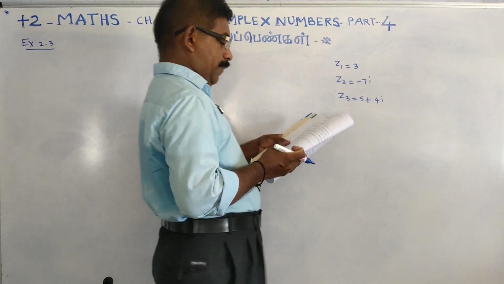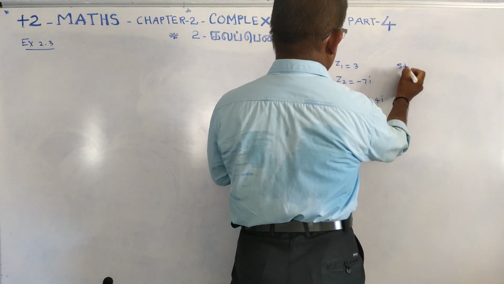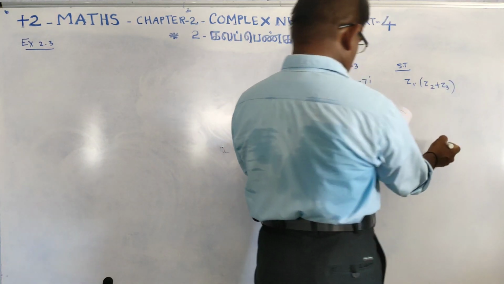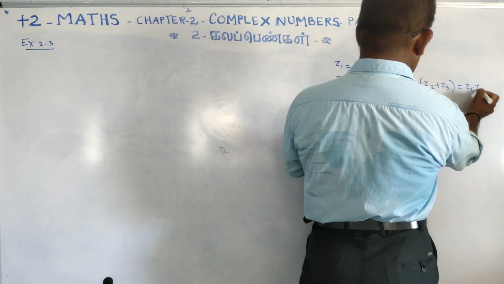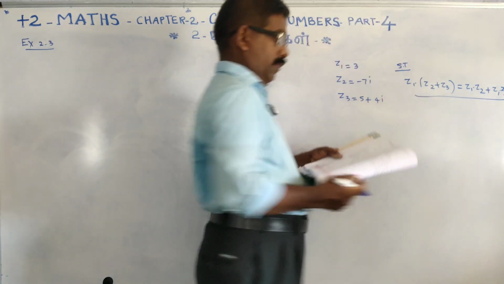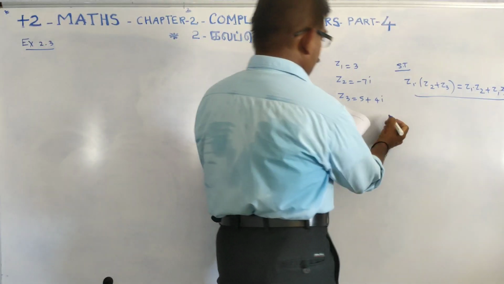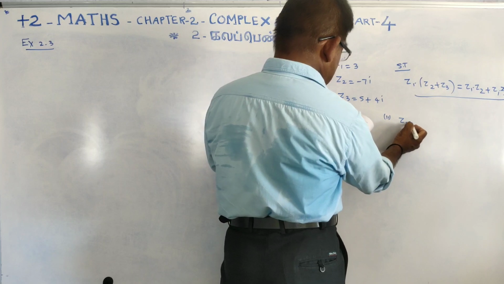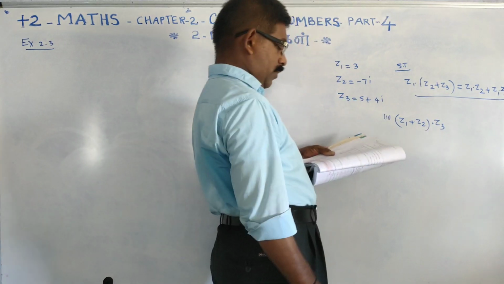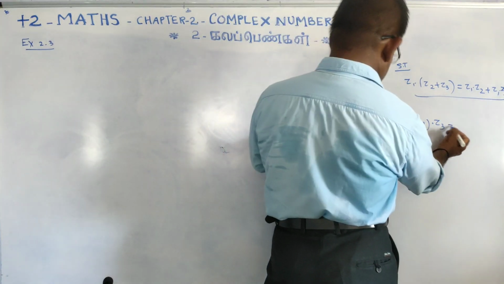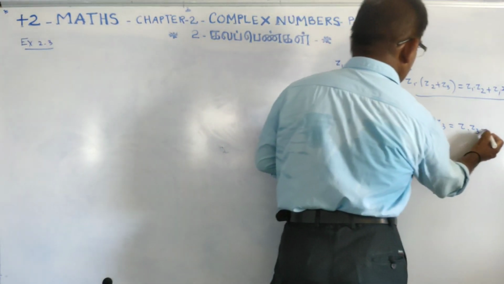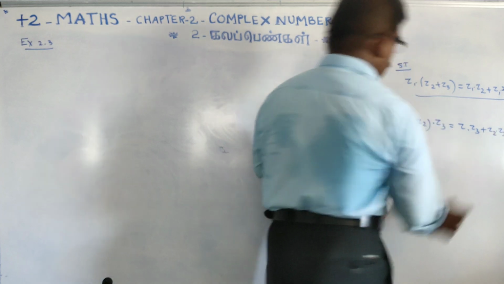Then show that Z1 into (Z2 plus Z3) equal to Z1 into Z2 plus Z1 into Z3. This is question number 1. Then question number 2: (Z1 plus Z2) into Z3 equal to Z1 into Z3 plus Z2 into Z3. There are two questions.